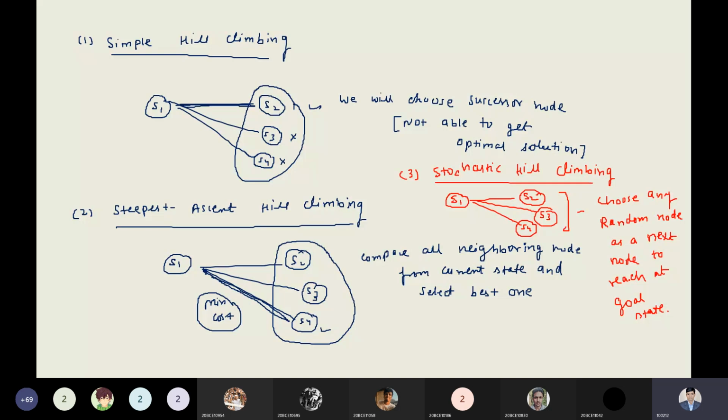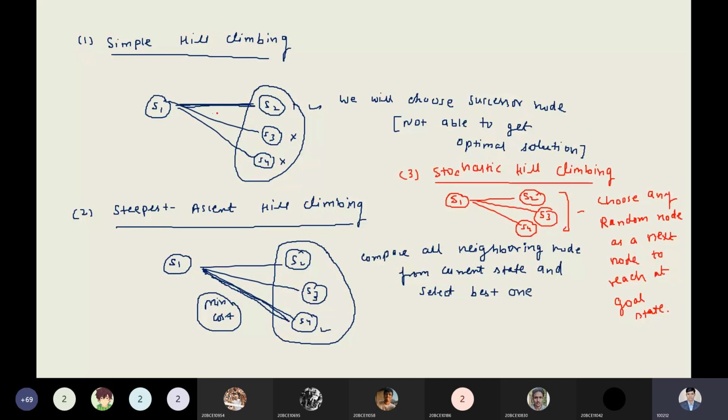Now it is clear to all. Differences between all these three kinds of hill climbing approaches. Does anyone need to ask any question? Else I can move to the next point. Yes, is it clear or not? Tell me right now. Yes, sir. Okay.